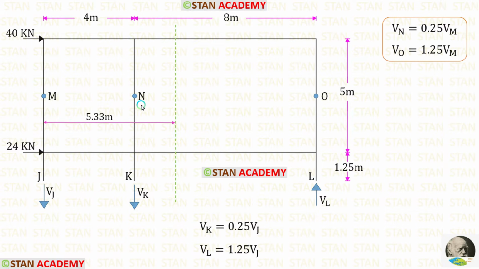We know that the force in the point N, Vn, should be equal to 0.25 times the force in the point M, Vm. Also, the force in the point O, Vo, should be equal to 1.25 times the force in the point M, Vm. Using these two expressions, we can make expressions for Vk and Vl. Vk should be 0.25 times Vj and Vl should be 1.25 times Vj.